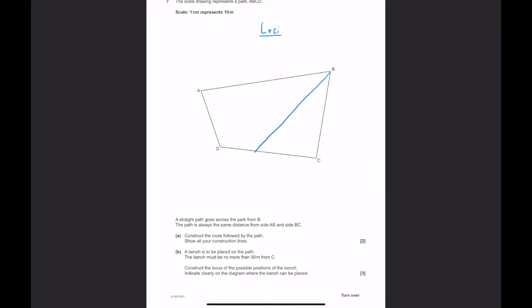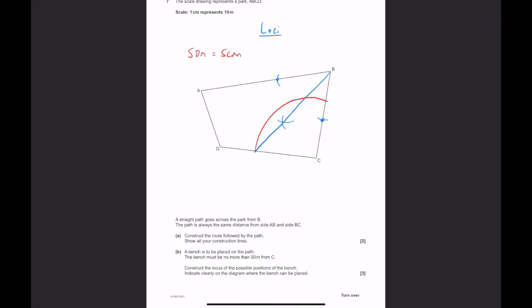You will have to draw a bisector at B, so you will make marks there with your compass, marks there, and then marks also here and here from these points. A bench is to be placed on the path. The bench must be no more than 50 metres from C. So 50 metres is going to be equal to 5 centimetres. So you would set your compass up to be 5 centimetres, and let's say that looks something like that. You will draw this shape here.